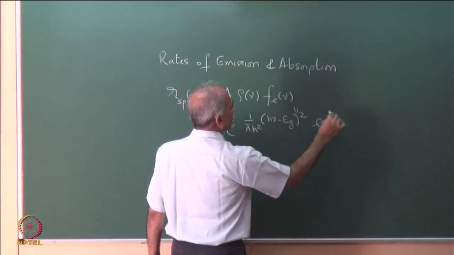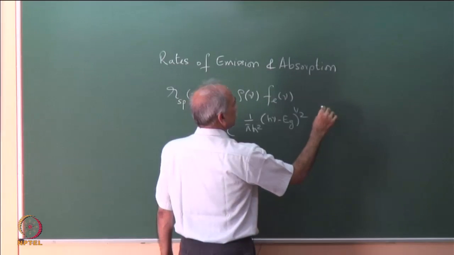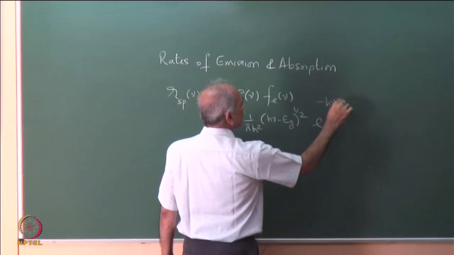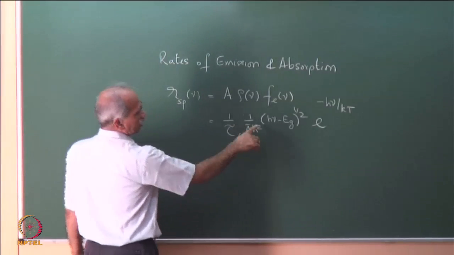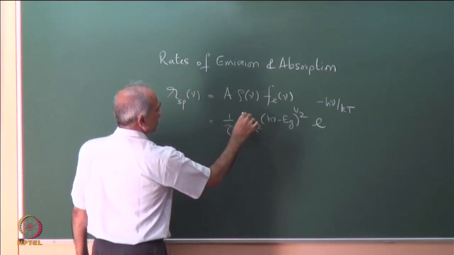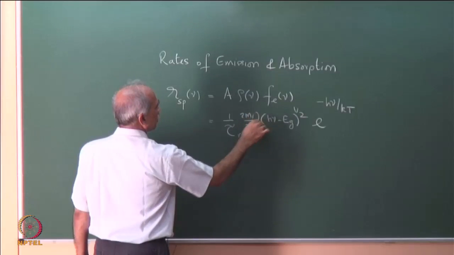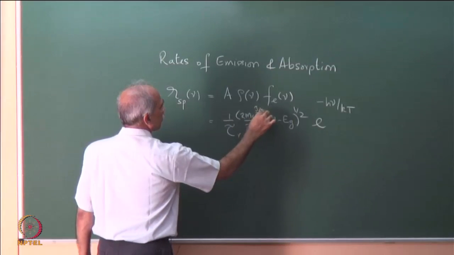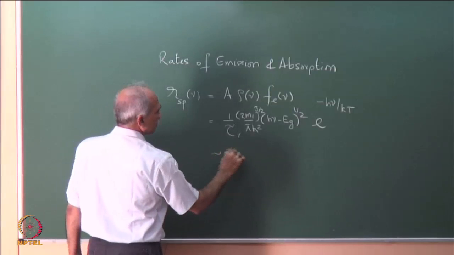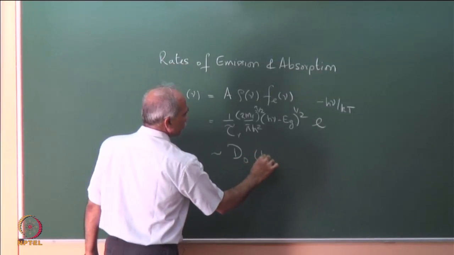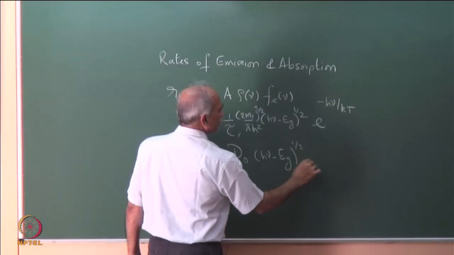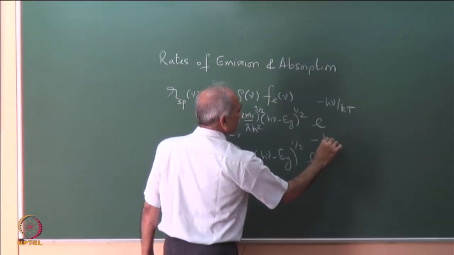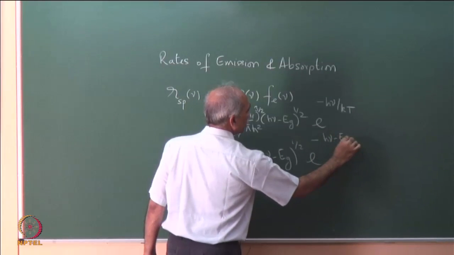we had shown that f_e is approximately e to the power minus h nu by kT, and then we wrote this in the form of (2 m_r) to the power 3 by 2, and we wrote this in the form of D_0 into (h nu minus E_g) to the power half into e to the power minus (h nu minus E_g) by kT.